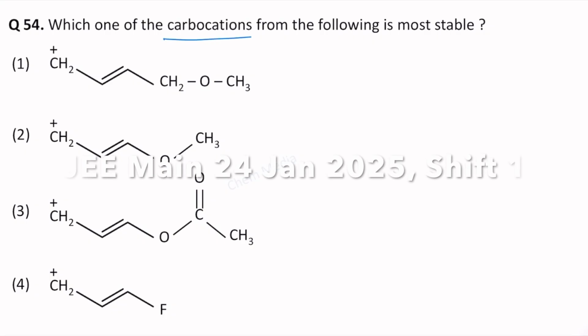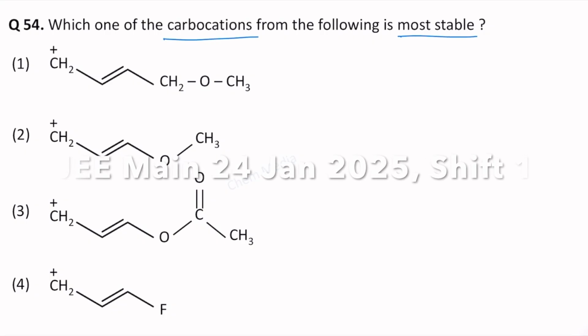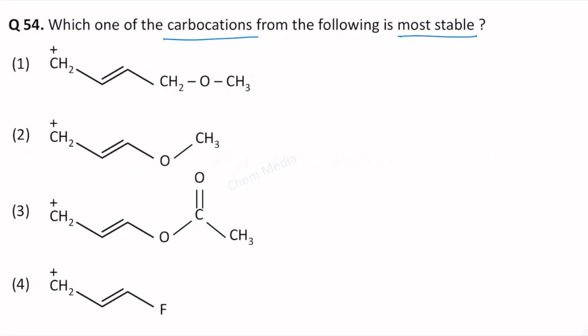Which one of the carbocations from the following is most stable? We have 4 different carbocations, but all of them are primary carbocations because the carbon atom is directly connected to only one other carbon here. Therefore, all of them are primary and all of them contain only 1 alpha hydrogen.